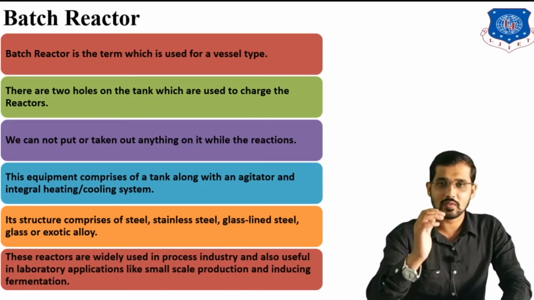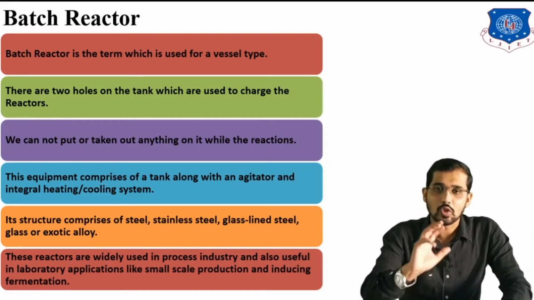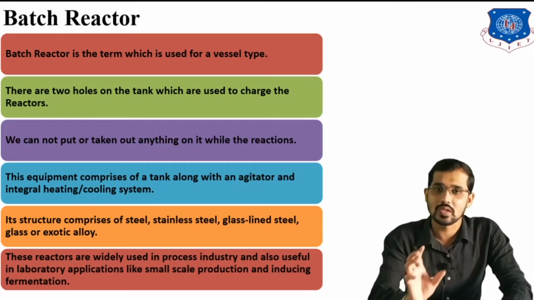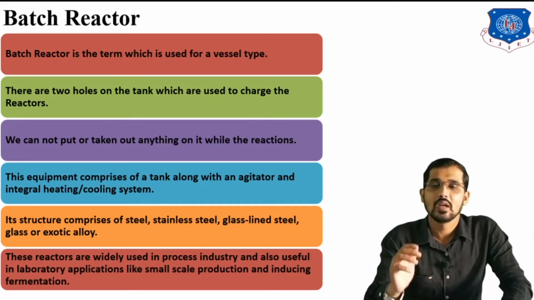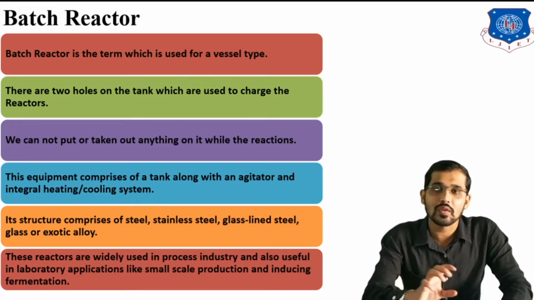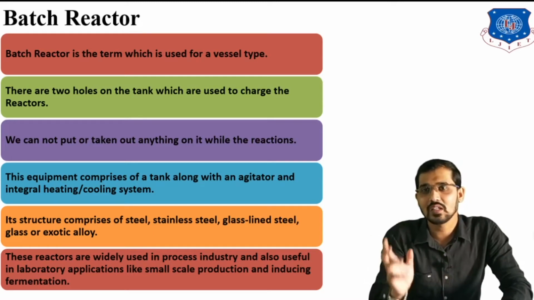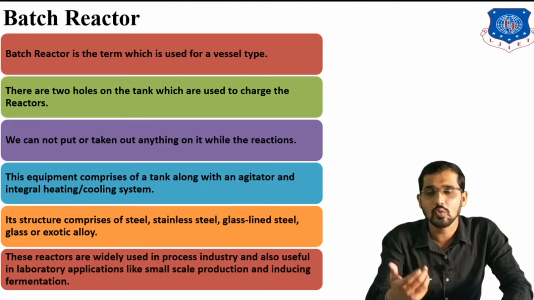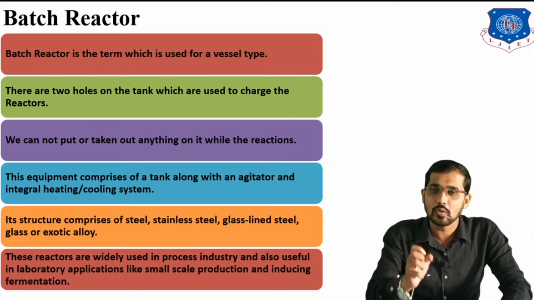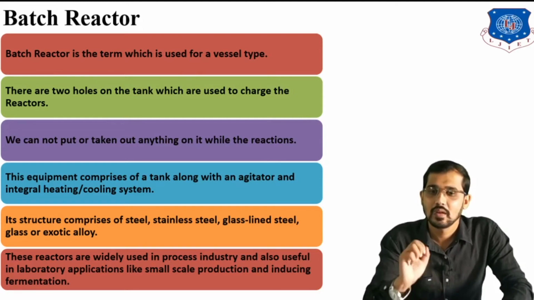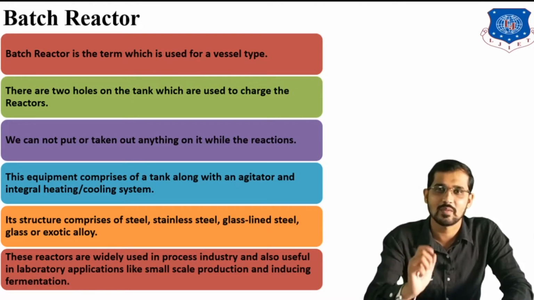I am repeating what we have seen in this slide. Batch reactor is nothing but one type of vessel. On the top surface of the vessel, there are two holes. Those two holes are used for feeding purposes. After that, during the reaction, we cannot put in or withdraw anything from the batch reactor. But on the other side, there is the semi-batch reactor, which I am going to explain in the next slide. In a semi-batch reactor, we can withdraw or put in anything during the reaction. And the next point, this is nothing but MOC. It is stainless steel, glass lined material.